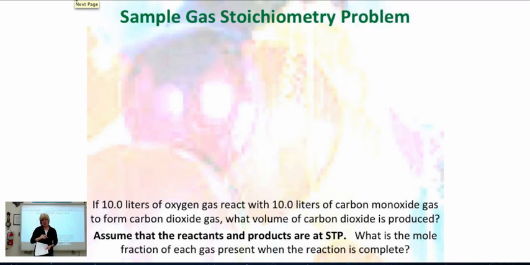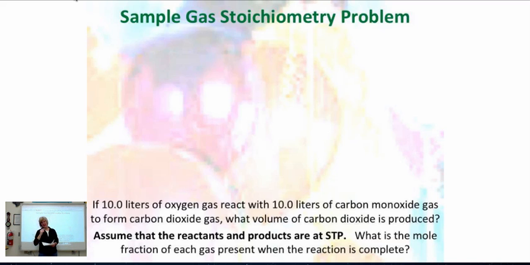If 10 liters of oxygen gas react with 10 liters of carbon monoxide gas to form carbon dioxide gas, what volume of carbon dioxide is produced? Assume that the reactants and the products are at STP. What does that mean? 22.4 liters per mole. And also the reactants and products are at the same temperature and pressure, so we can use the balanced equation, the coefficients, as mole ratios or as volume ratios. What is the mole fraction of each gas present when the reaction is complete?